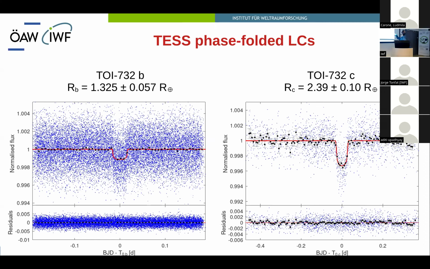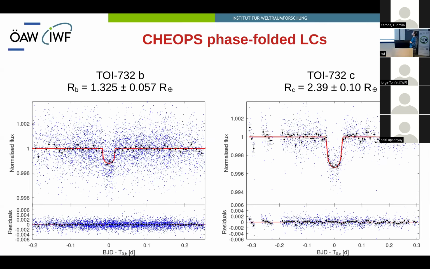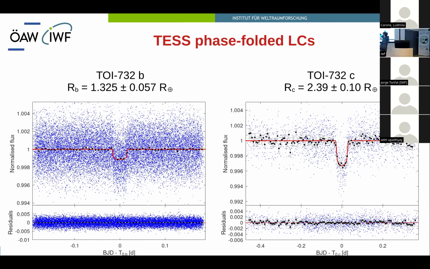Left-hand side planet B, right-hand side planet C. This is the case for TESS, and this is the analogous plot for CHEOPS. As you may notice, the crowdedness of data points in the case of TESS is a lot for planet B, and this is a consequence of the shorter orbital period of the planet, because for TESS we had 3 TESS sectors. Each orbital period was 0.77 days. So in each TESS sector, you may expect like 30 plus transit events. And if you stack everything, you have a bunch of data points. It's not the case for planet C, which is a longer period planet.